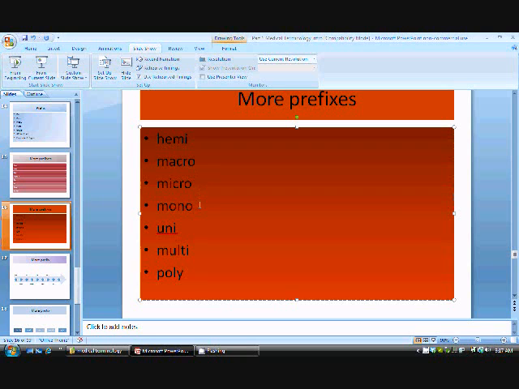Mono, meaning one. Also uni, one. Multi, many. Poly. Don't confuse this poly with polio, which is gray. Poly means many. Polio is gray, and polis, as in metropolis, means city. Let's have a little fun here. Necropolis, city of the dead. Yeah, how you like that?